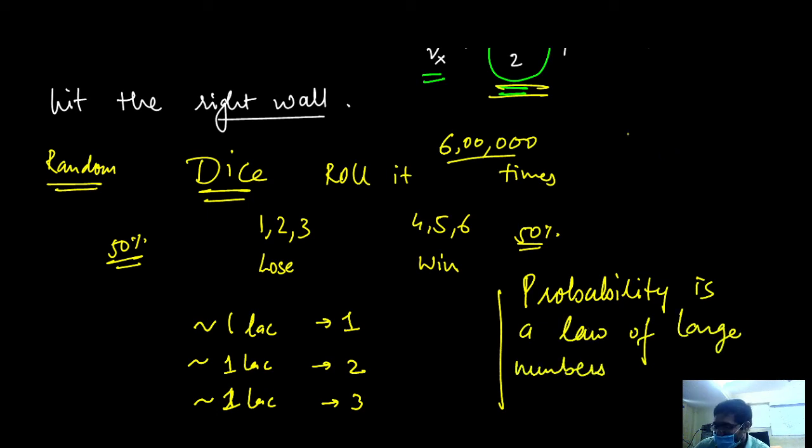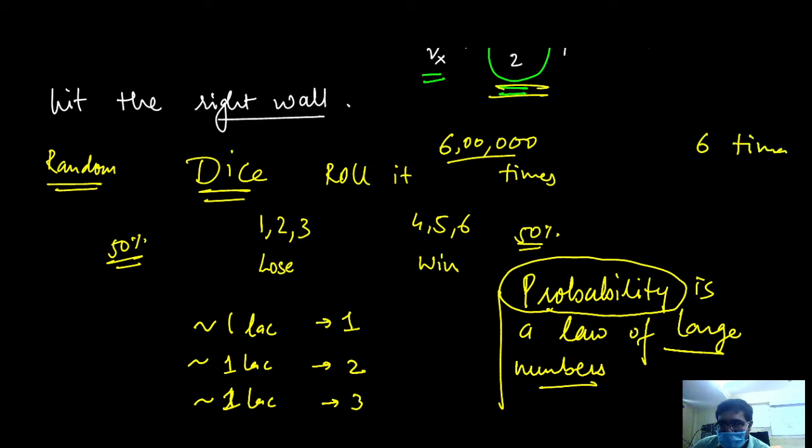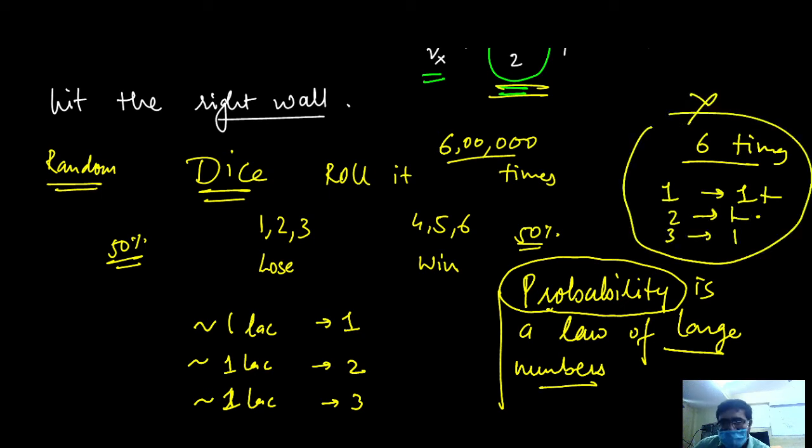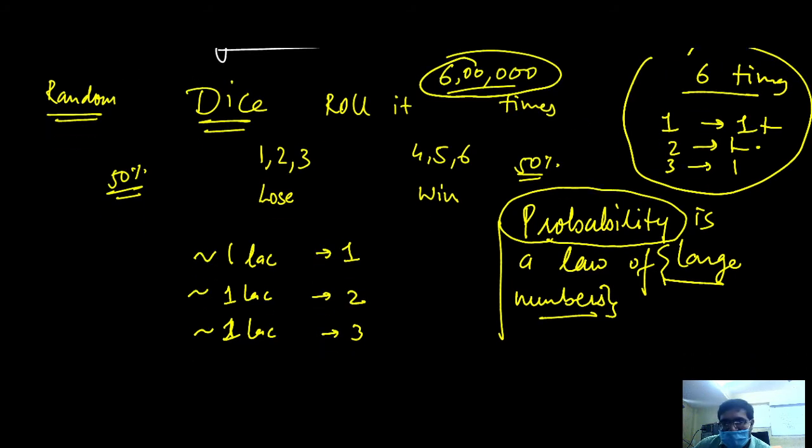What does that mean? It means that when you are observing something with large numbers, then probability becomes amazingly accurate. If you roll the dice only 6 times, then there is no guarantee that you will get 1 one time, 2 one time, 3 one time. This is nonsense. But if you do that 6 lakh times, which is obviously a large number, then probability will start to show its magic.